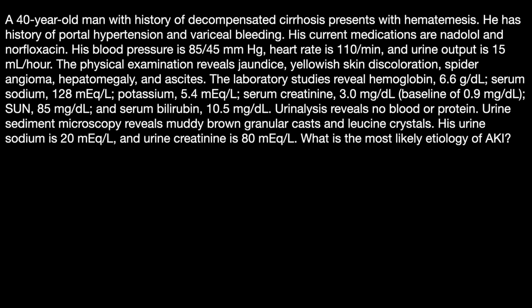Lab studies reveal hemoglobin of 6.6, sodium is 128, potassium is 5.4, creatinine is raised to 3, the baseline was 0.9, urea nitrogen is 85, bilirubin is 10.5. Urine analysis reveals no blood or protein, but the urine sediment microscopy shows muddy brown granular casts and leucine crystals. The urine sodium is 20 and the urine creatinine is 80. What do you think is the most likely etiology of AKI?